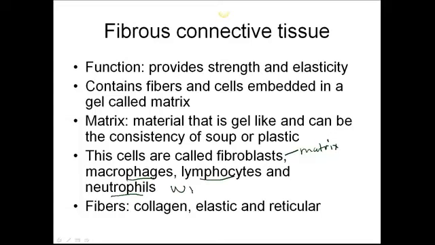And then we have these defending cells. These are white blood cells, and they're the army. Okay, and they go in and they make sure that that stays clean of pathogens. A pathogen is a disease-producing organism. The fibers again are collagen, elastic, and reticular.